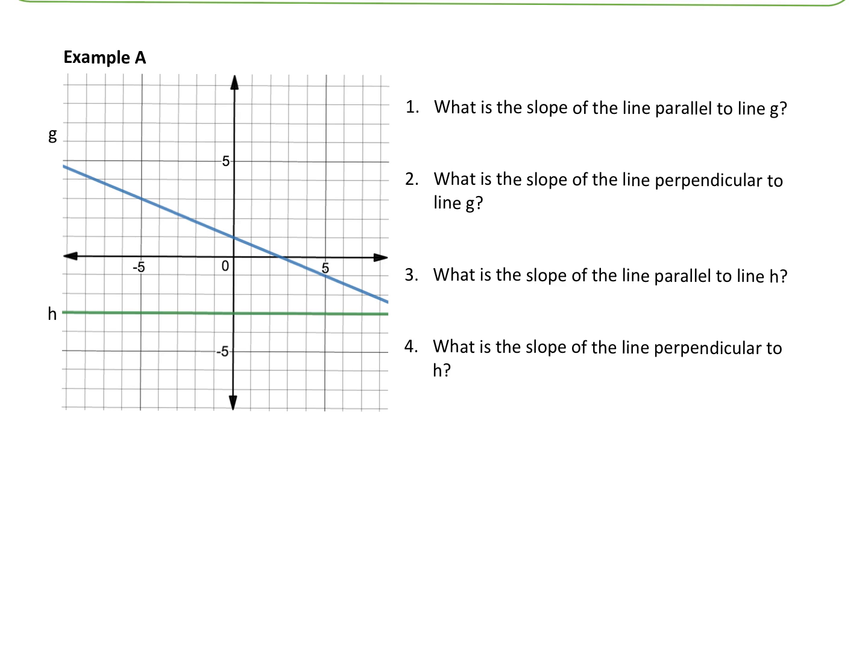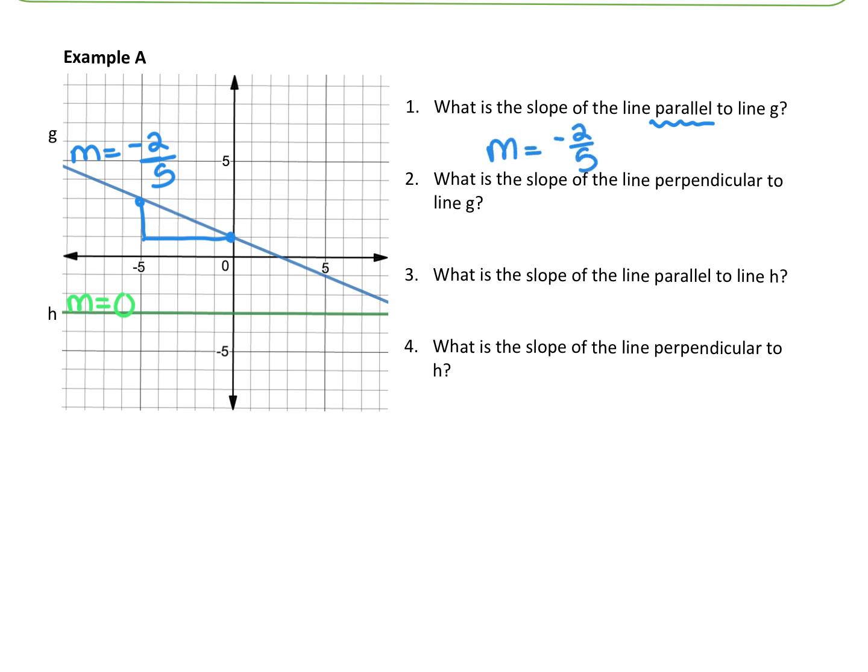In example A, we're given line G and line H. So I'm going to begin by counting the slope of line G. And I'm finding where it hits in the corner. So it looks like to me it's down 2 and right 5. So G would have a slope of -2/5. Line H down here has a slope of 0 because it's horizontal. So I'm asked, what is the slope of any line parallel to line G? Well, that would have the same slope, -2/5.